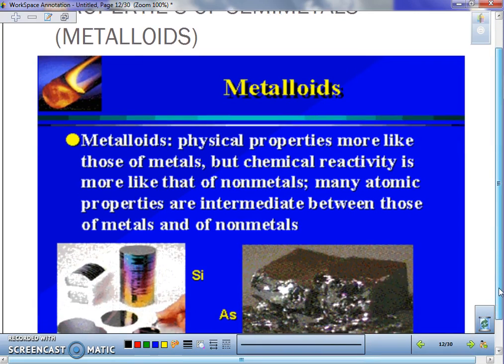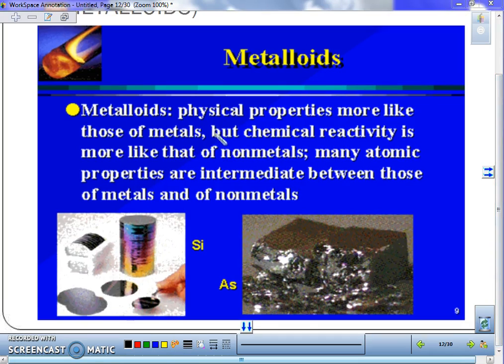Okay, you also have the semi-metals or the metalloids. Metalloids are found in between metals and nonmetals. They're kind of the boundary elements. They have physical properties more like metals, so they're going to be lustrous. Some of them are going to be malleable, ductile. But whenever you look at their reactivity or their chemical properties, you're going to find that they react more like nonmetals. And then whenever you look at them and examine them on the atomic level, those atomic properties are going to be shared in between those of metals and nonmetals.